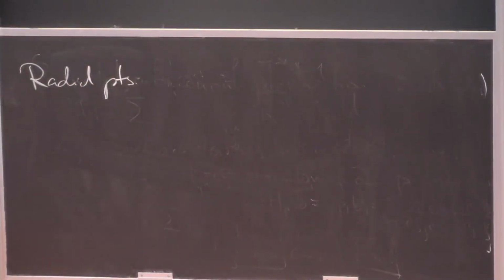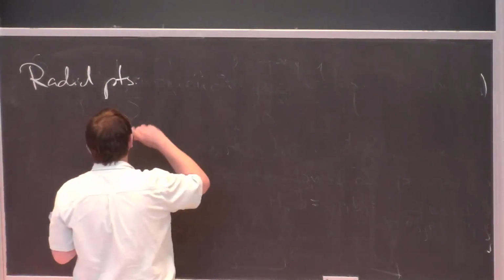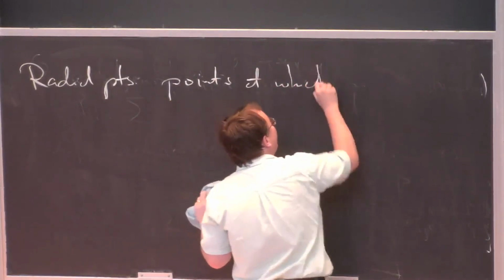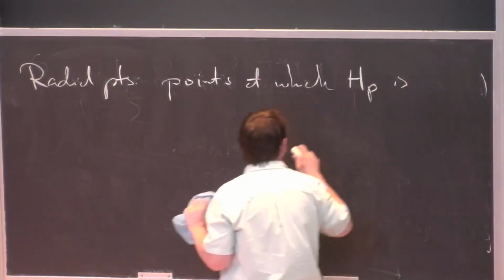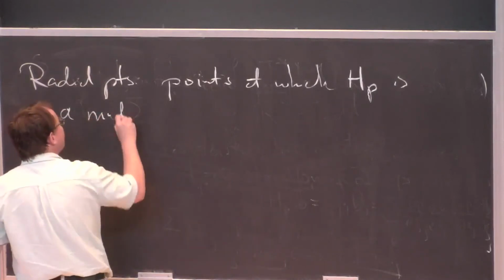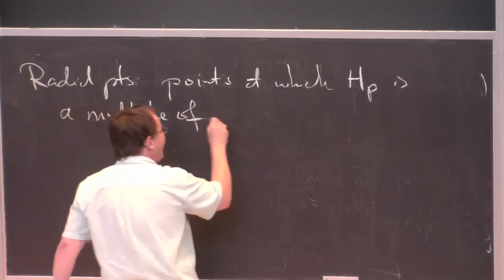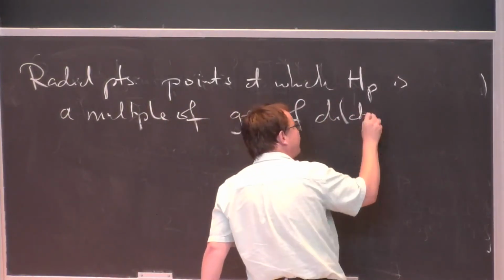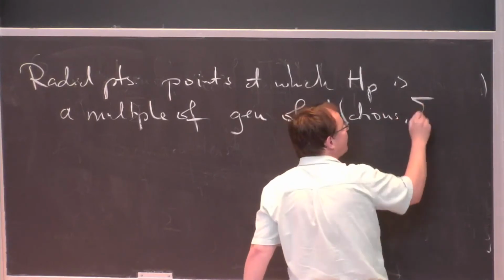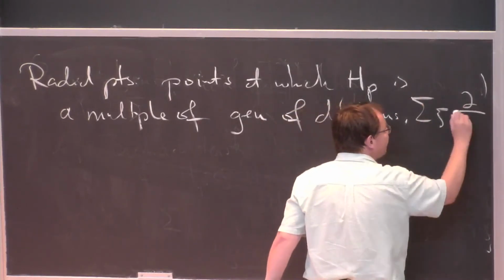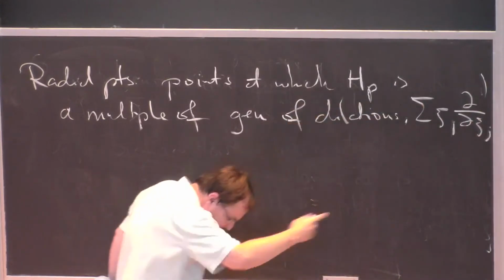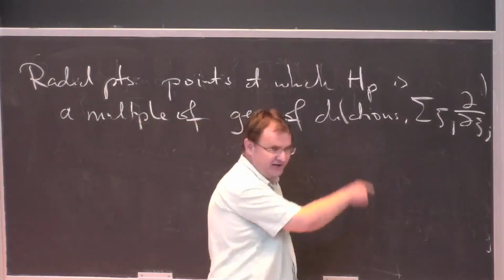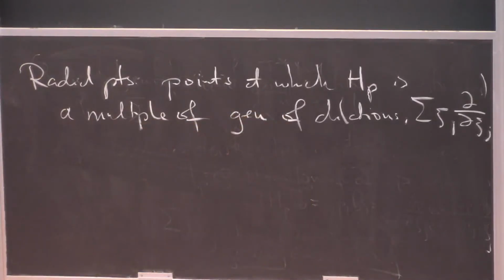These are points at which H_p is a multiple of the generator of dilations in psi, which is just the sum of psi_j d/d psi_j. So the vector field has no d/dx component, and the d/d psi_j component is just psi_j. It's just going out along the orbits.